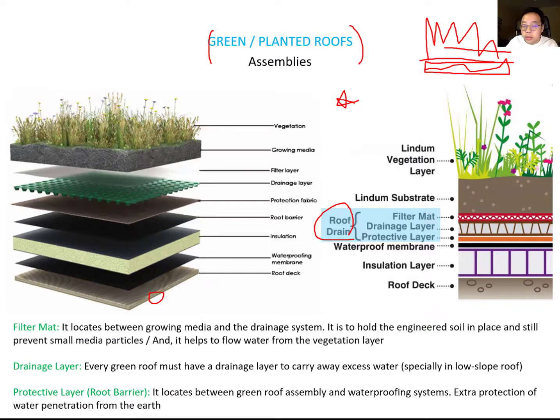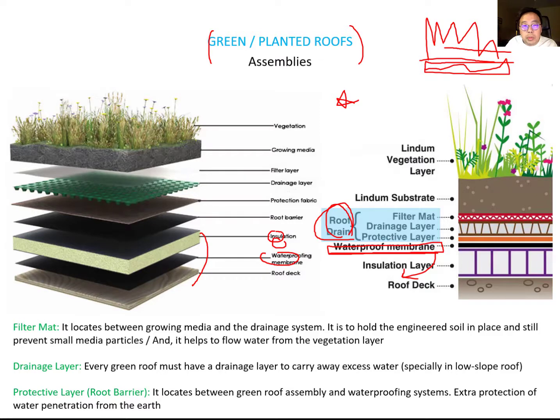This one is the substructure of your roof. And then you have the waterproofing membrane and insulation. This is very similar to a typical roof assemblage. However, to make the green roof system, you have to add this roof drain layer, which is over the insulation and the waterproofing membrane. It is a very typical roof assemblage type.